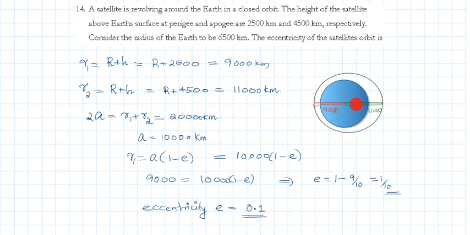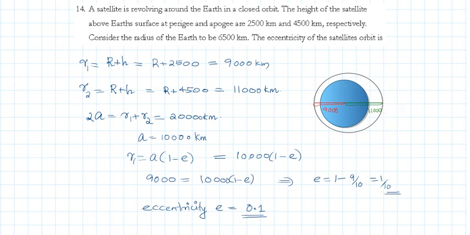So this blue one is the Earth, and the satellite is moving in this elliptical orbit. It is almost a spherical one, only a small deviation there. At perigee, the distance is 2500 km from the surface of Earth. So from the center of Earth it will be 2500 plus 6500, that is 9000 km. From the center to apogee the distance is 11,000 km.